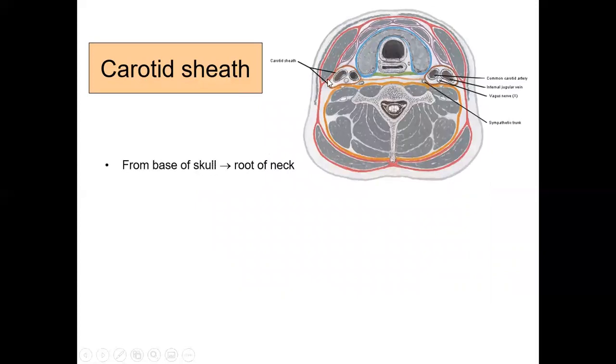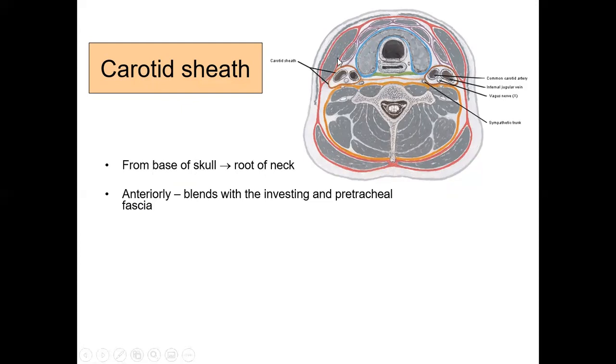Okay, now we're going to proceed to discuss the carotid sheath. This carotid sheath extends from the base of the skull toward the root of the neck. And anteriorly, on the anterior part, it blends with the investing layer of the deep cervical fascia, the red color line here.